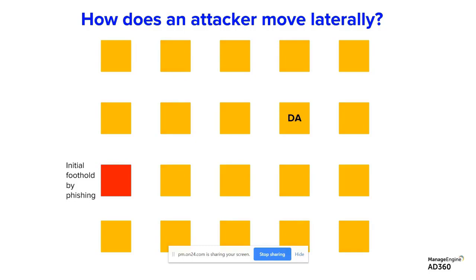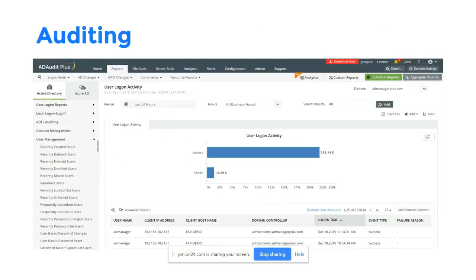So have a strong auditing solution in place that does user auditing, that does object auditing. It can tell you a lot of insights. It need not be reactive. It can be proactive and tell you what is going on.